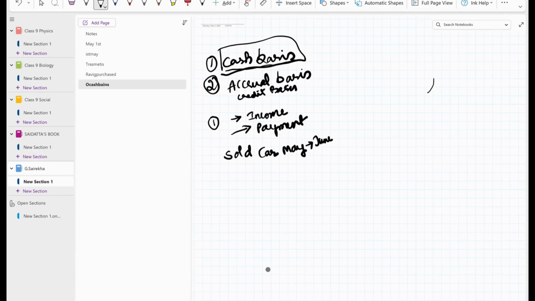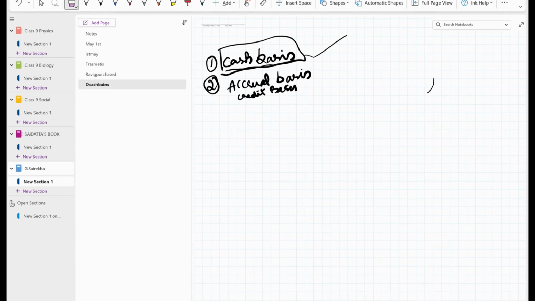Okay, now when you are doing business, you have to select which type of business you are following, whether you are following a cash business or an accrual based business. Now first I'll tell you about cash business.